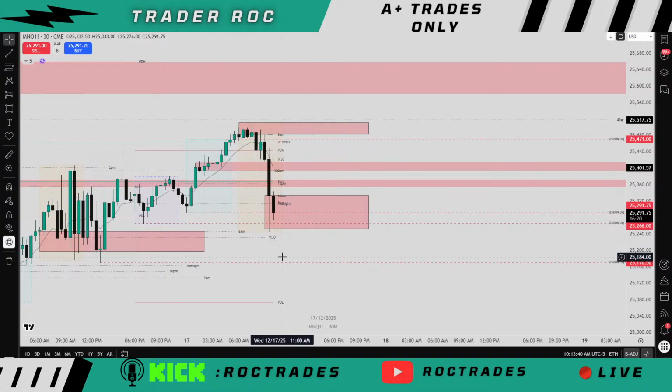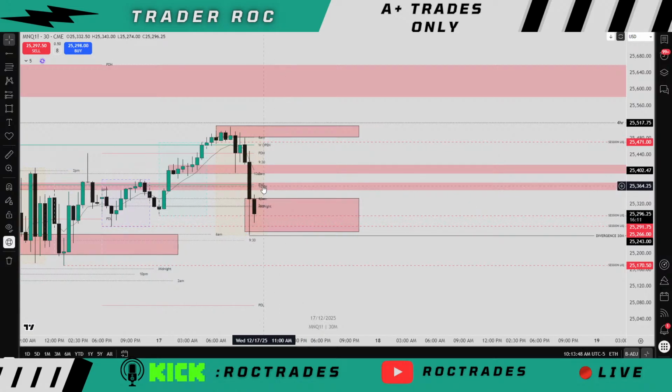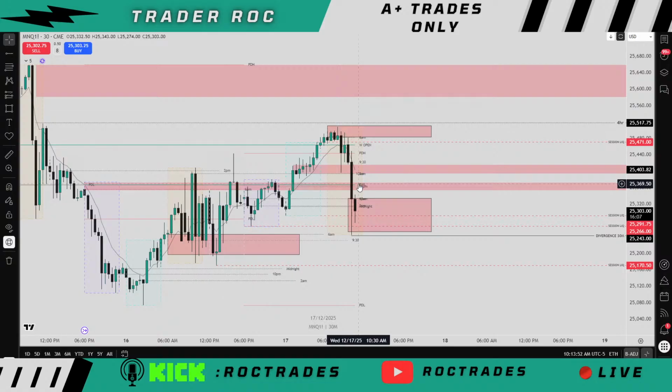So we have this 30-minute SMT. I'll mark it off now. 30-minute divergence candle. It prints here, and we close underneath this red level here. So price is going to be bearish as long as it's underneath here, if you ask me. Price will be bearish underneath there.